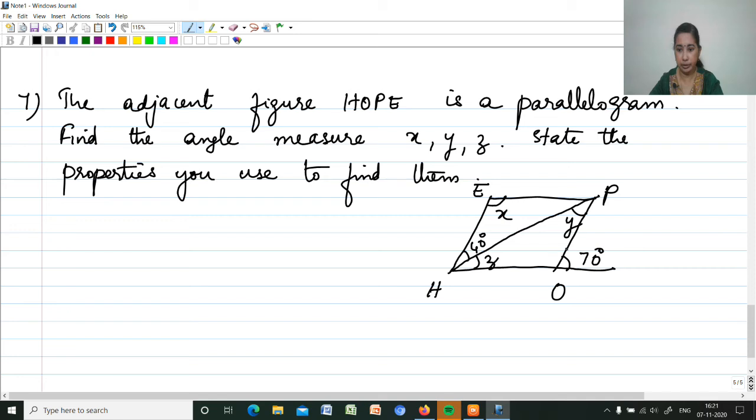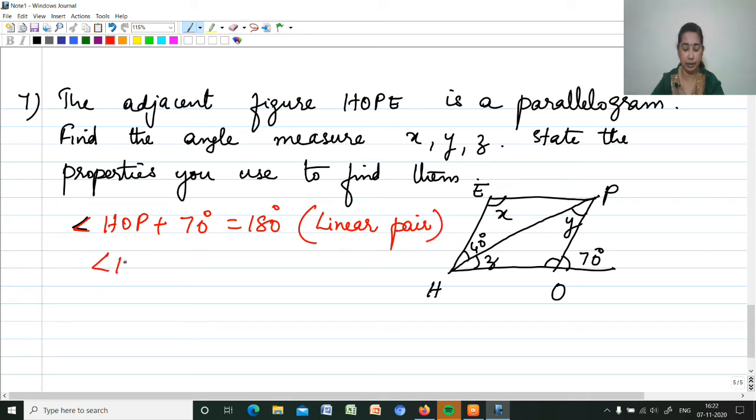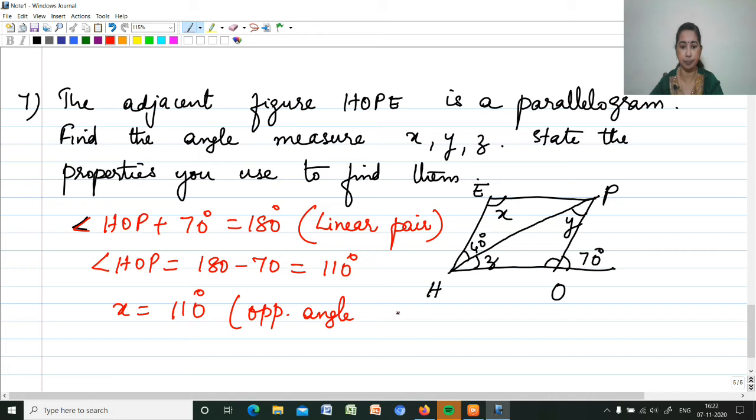So we know that already given this angle is 70. So how much will this angle be? This is a linear pair. So angle HOP plus 70 degrees is equal to 180 degrees (linear pair). Therefore, angle HOP is equal to 180 minus 70, which is equal to 110 degrees. So this angle is 110. So opposite to that angle, that is x, also will be 110 because opposite angles are equal in a parallelogram.